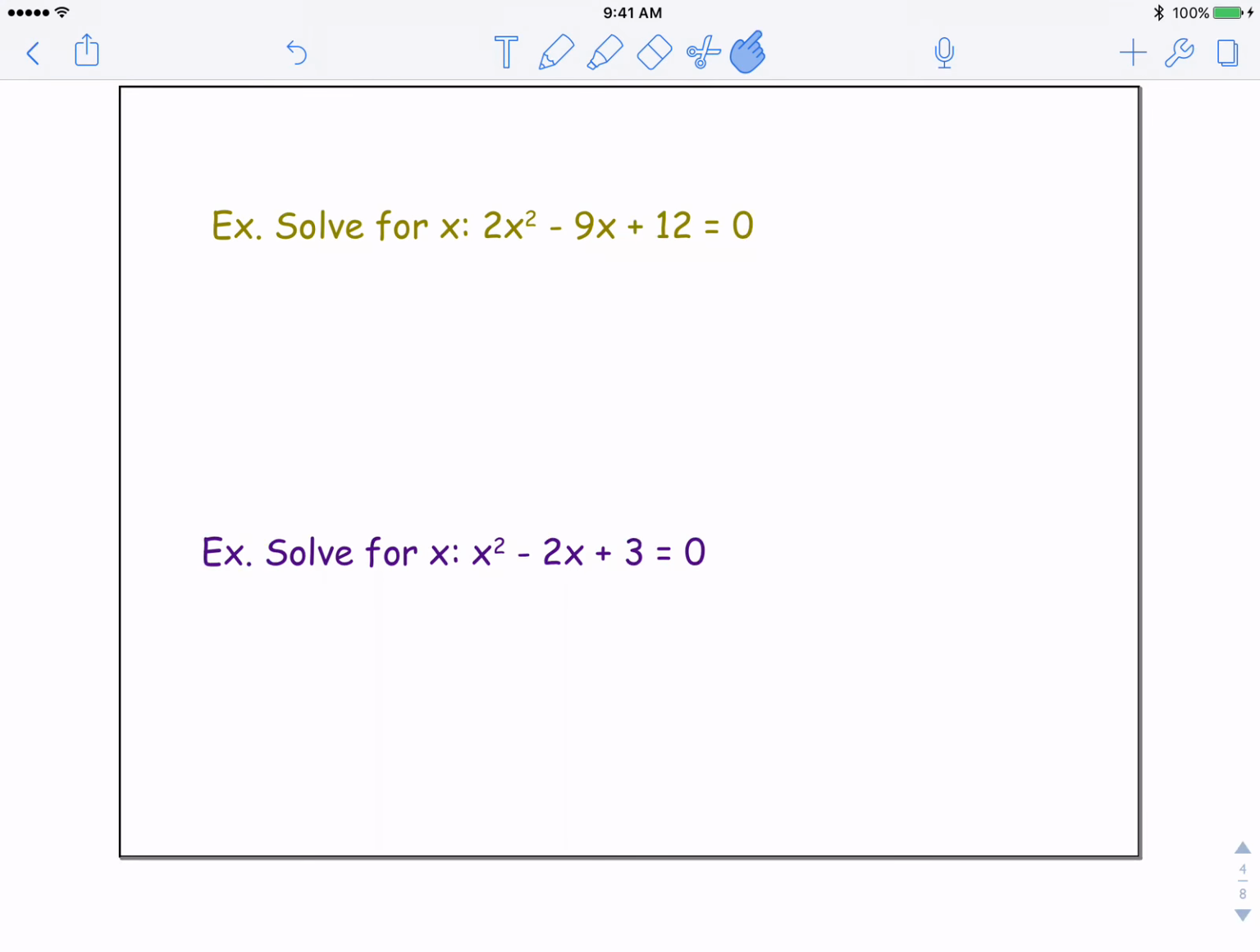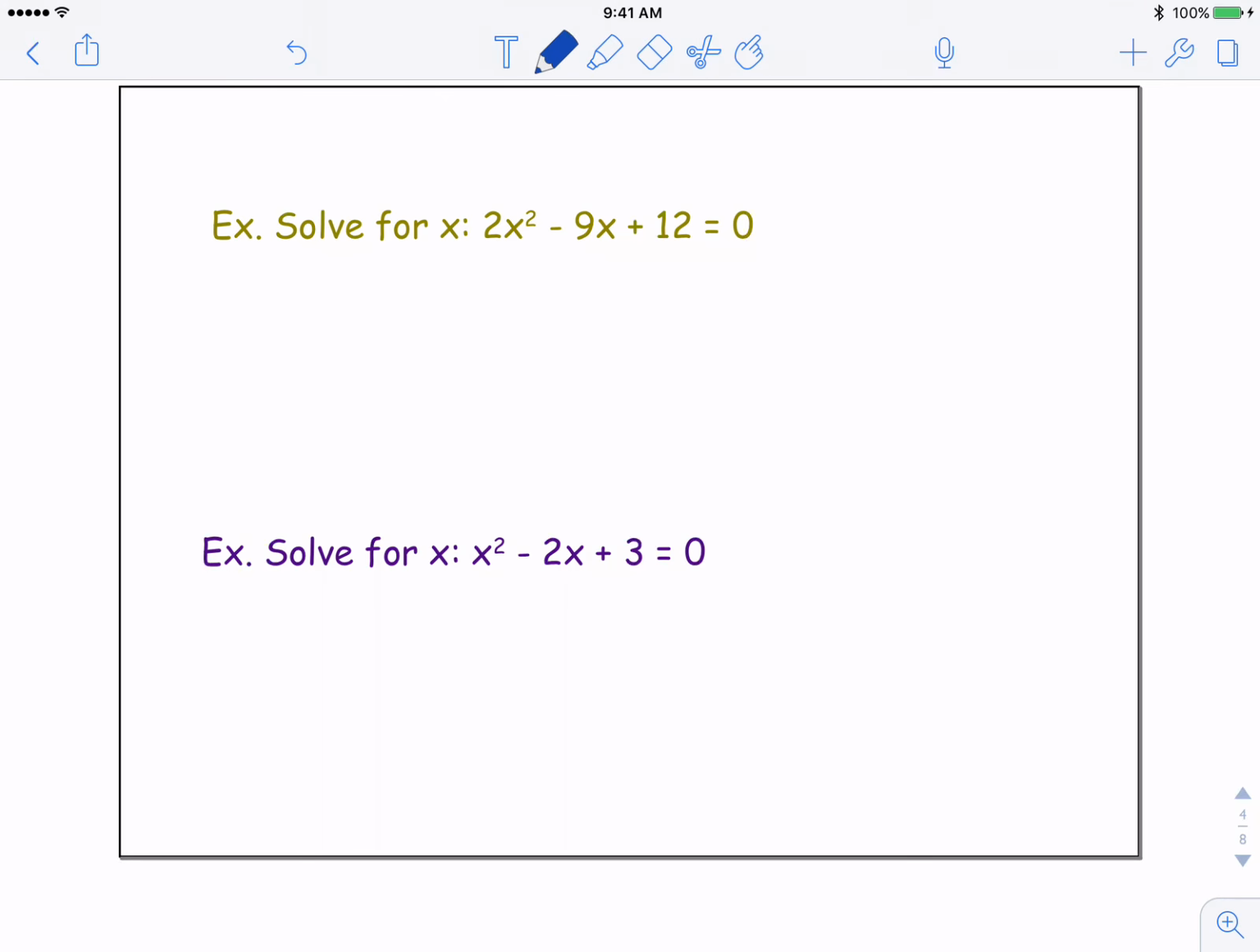All right, these next two examples say solve. So you are either factoring, if you are able to, with this set equal to 0 and using the zero product property, or you're using the quadratic formula. In this first example, I'm going to use the quadratic formula because the x squared term has a coefficient of 2, so I don't really want to factor that because it's going to have a few more steps.